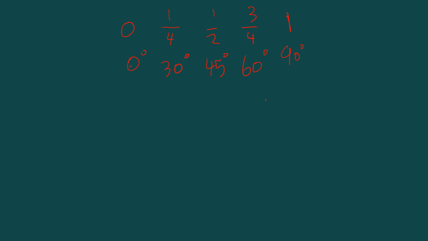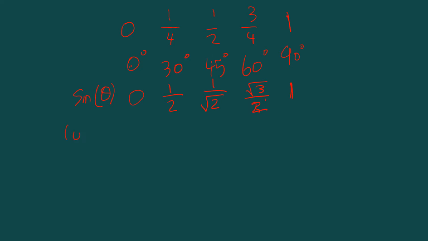Okay, so for sine theta, sine of 0 is basically going to be square root of 0, which is 0. Sine of 30 is going to be square root of 1 over 4, so it's basically half. Sine of 45 is going to be 1 over square root of 2. Square root of 3 over 4 is basically going to be square root of 3 divided by 2. And lastly, square root of 1 is 1.